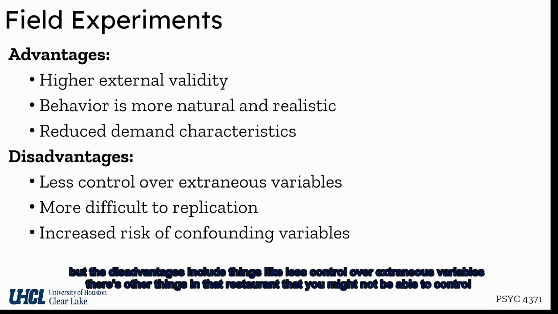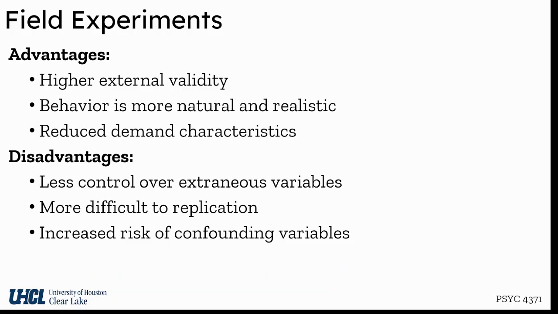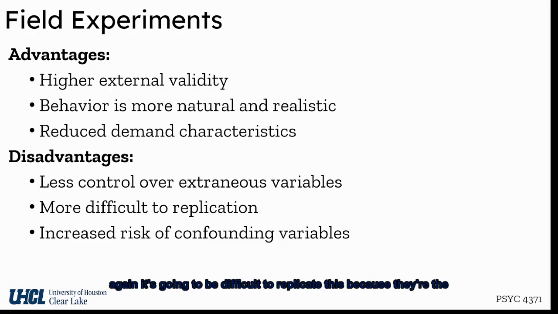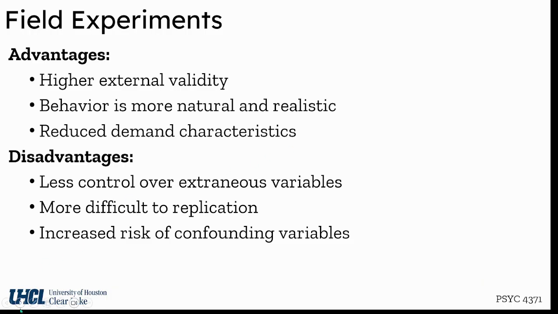But the disadvantages include things like less control over extraneous variables. There's other things in that restaurant that you might not be able to control that may be affecting tipping behavior. Again, it's going to be difficult to replicate this because there are so many different variables working together. And then you also have the risk of more confounds that you have to worry about.